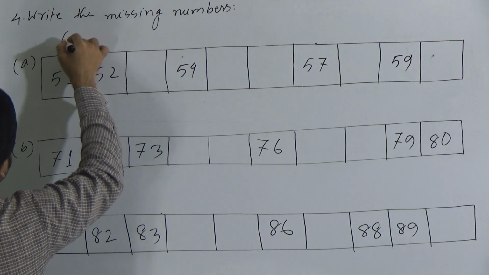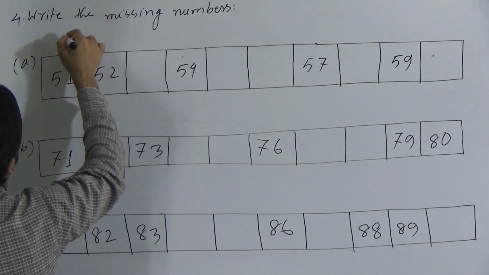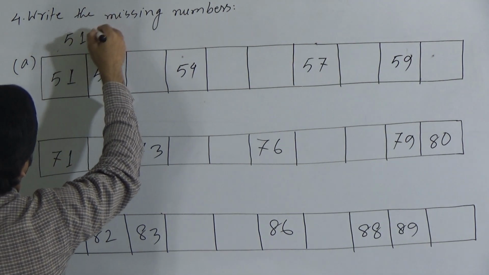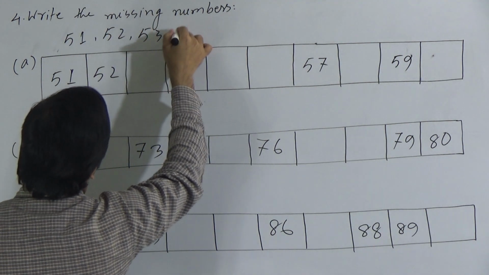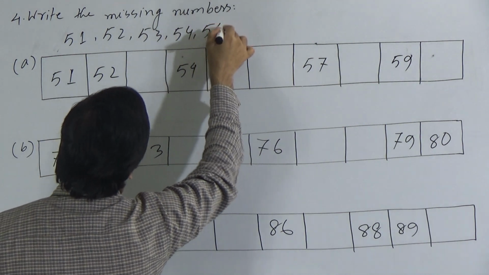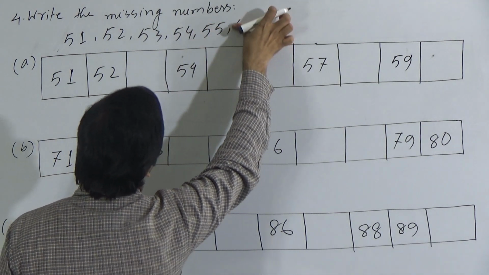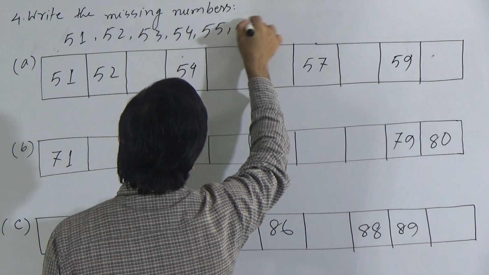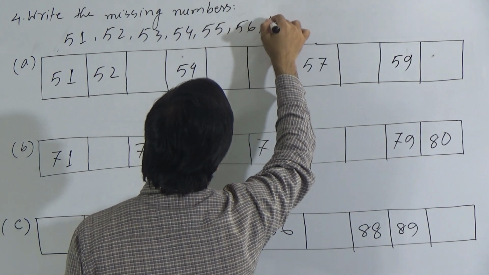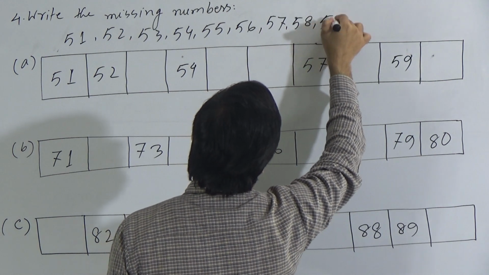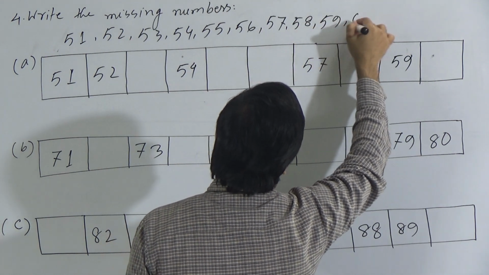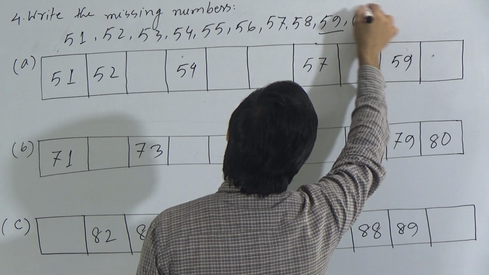You know the numbers 51, 52, 53, 54, 55, 56, 57, 58, 59 and 60. After 59 we will get 60.